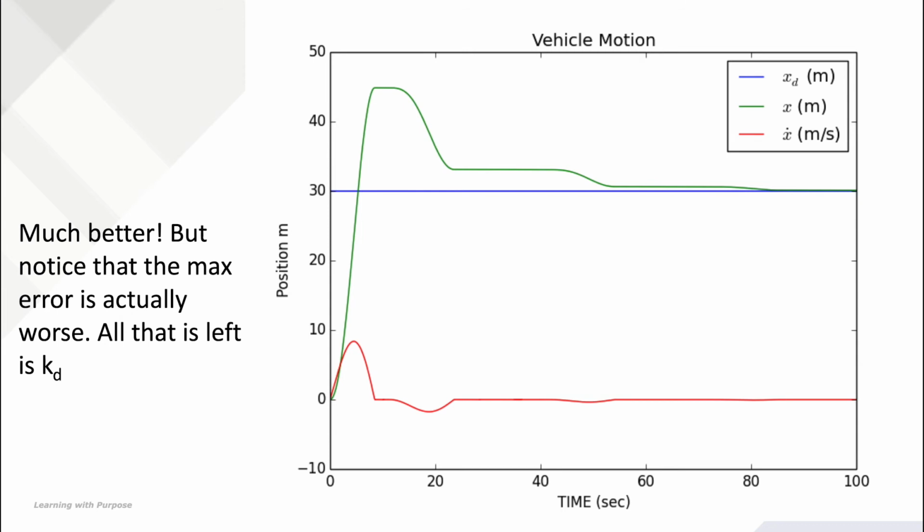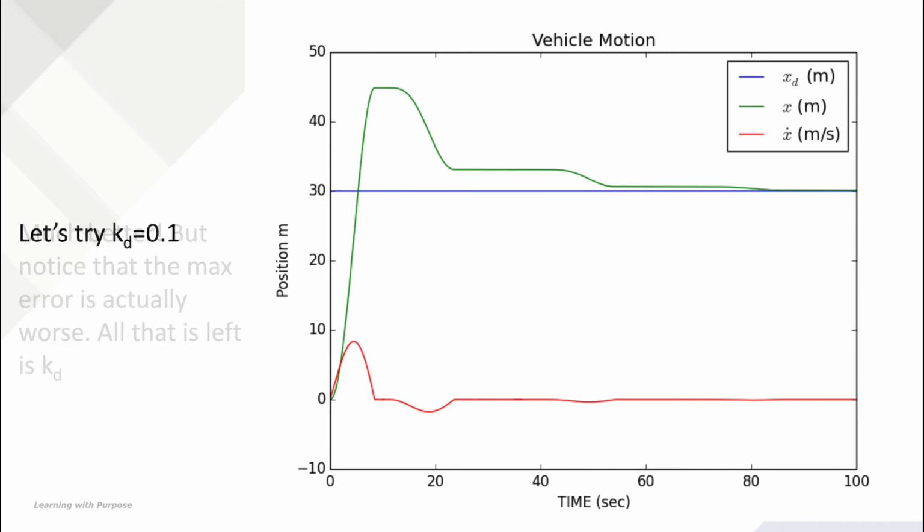So we're going to call this good enough for Ki for right now and move on to Kd. In a real-world system, you may want to continue improving Ki just a little bit to get rid of some of that, but for the purposes of this lecture, we're good enough. We can move on. So let's start in with Kd and try 0.1.